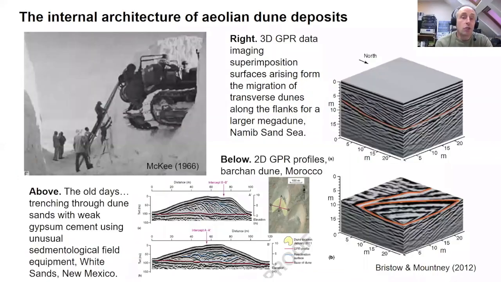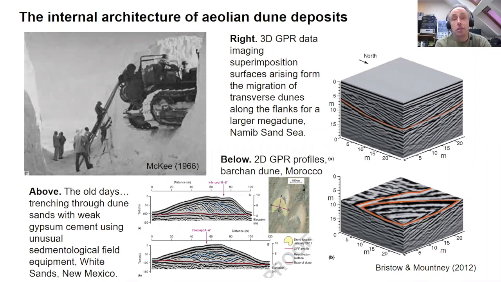Now, we've long had an interest in the sedimentary architecture of Aeolian dunes and related deposits, and that goes back many years, and certainly before Ed McKee with his bulldozer back in the 1960s. So Ed McKee was specifically interested in relating the internal architecture of dunes to their external morphology and their external behavior, their migratory behavior. And so in a rather sort of image that's a sign of the times, back in the day, they got their bulldozer out and they actually trenched through parts of White Sands in New Mexico, now a national monument.